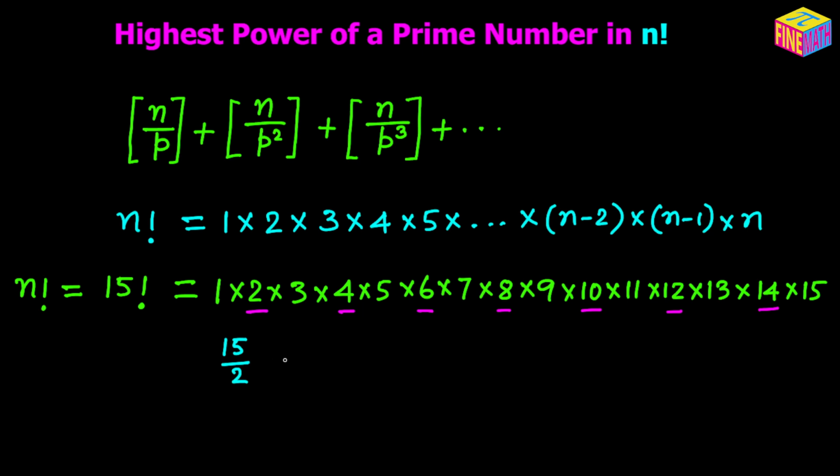This is actually 7.5. However, if we take the greatest integer of this, we are going to find that this is actually 7. And you can see the pink underline that I have right here, that there are 7 of them. There are 7 multiples of 2 in this 15 factorial, right? So this is one thing that we have to keep in mind as we progress through the proof.